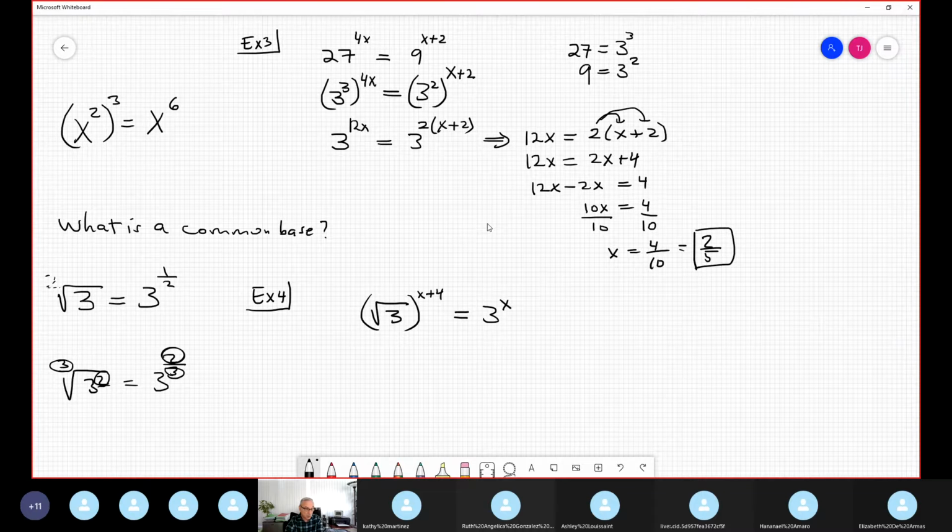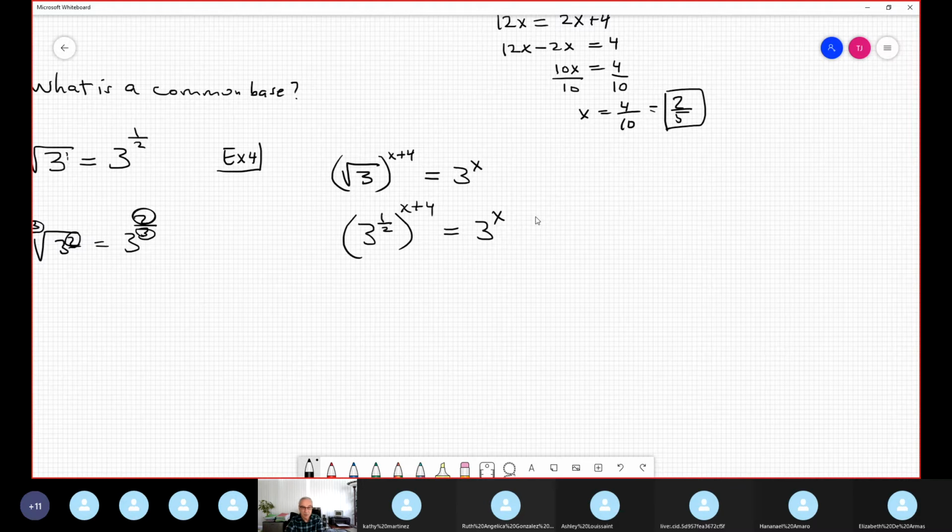And when people omit the 2, it's because by default you suppose it's a square root. And when people omit the exponent here, it's because it's 1, so it's 1/2. So you replace the radical 3 with 3 to the 1/2, raised to the x plus 4, equal to 3 raised to the x. One more time, you apply the rule of the exponent, multiplication of the exponents. This is 3 to the 1/2 times x plus 4.